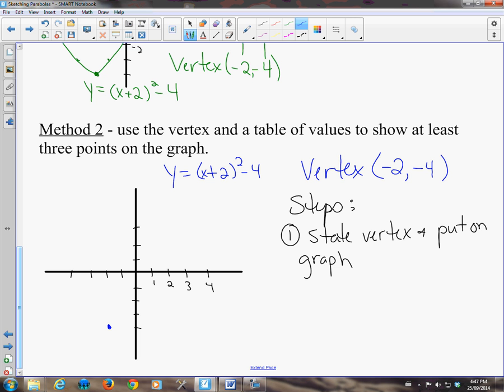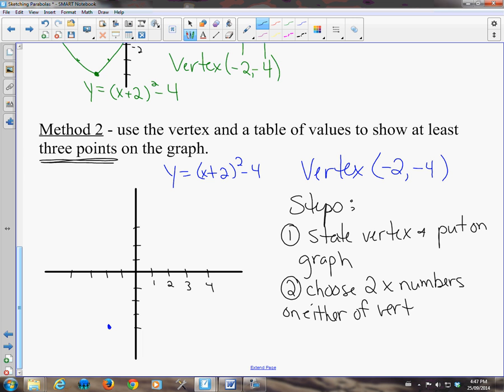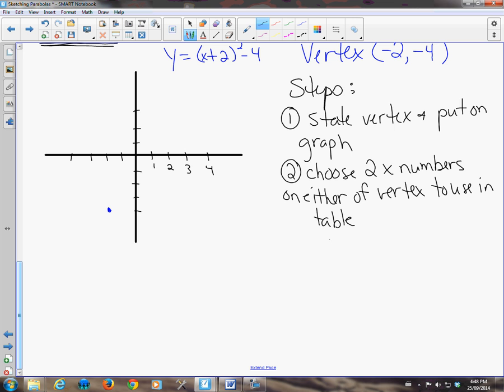Because I know where my vertex is, I need to get 2 other points, so I have at least 3 points on my graph. I'm going to choose 2 x numbers on either side of my vertex, and I'll create a table of values. So here's my table. My vertex is at -2, -4. So -1 is just after -2, and -3 is just before -2. And then I'll calculate my table values.